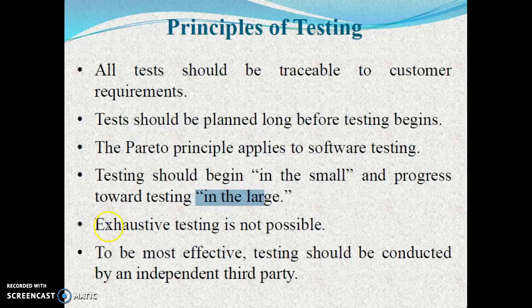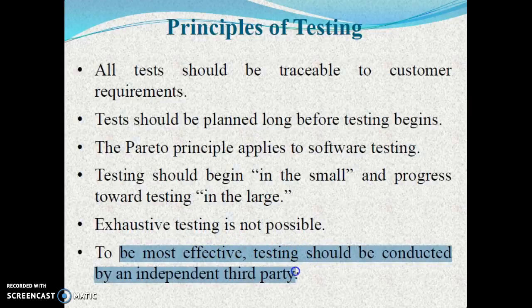Now next is exhaustive testing is not possible. Now what is exhaustive testing? Exhaustive testing means we have changed some code, and on the basis of that code there will be big changes. So exhaustive testing means we have to test the complete code. That is not possible. So to be most effective, testing should be conducted by an independent third party.